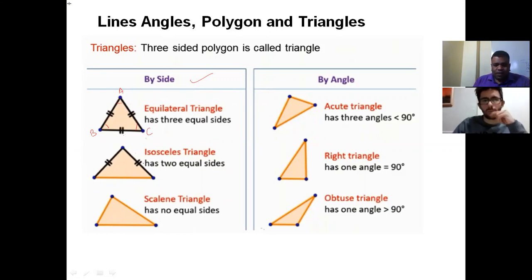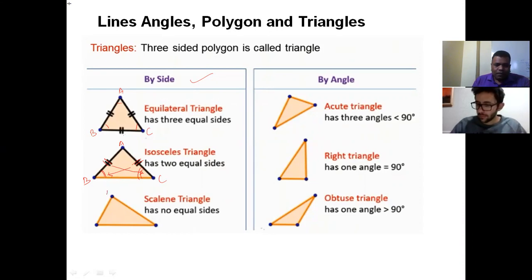Next one is the isosceles triangle. What is this isosceles triangle? Two sides are equal. When two sides are equal, then their opposite angles are also equal. This angle will be equal to this angle. When two sides are equal, then their opposite angles are also equal.